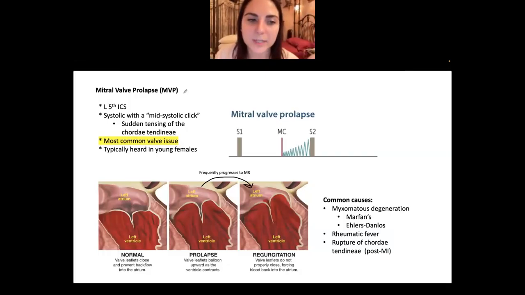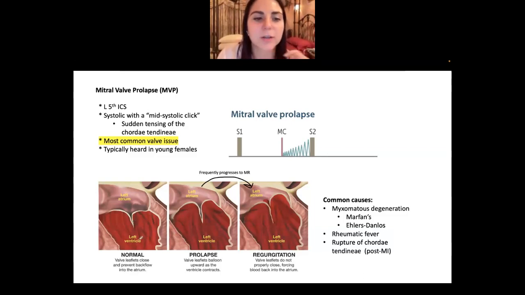If you see a young female athlete with a murmur, it's going to be MVP. It's the most common valve issue and the most common murmur. Super, super common, especially in your young female athletes. So there's that mid-systolic click, and then there's a murmur after it.